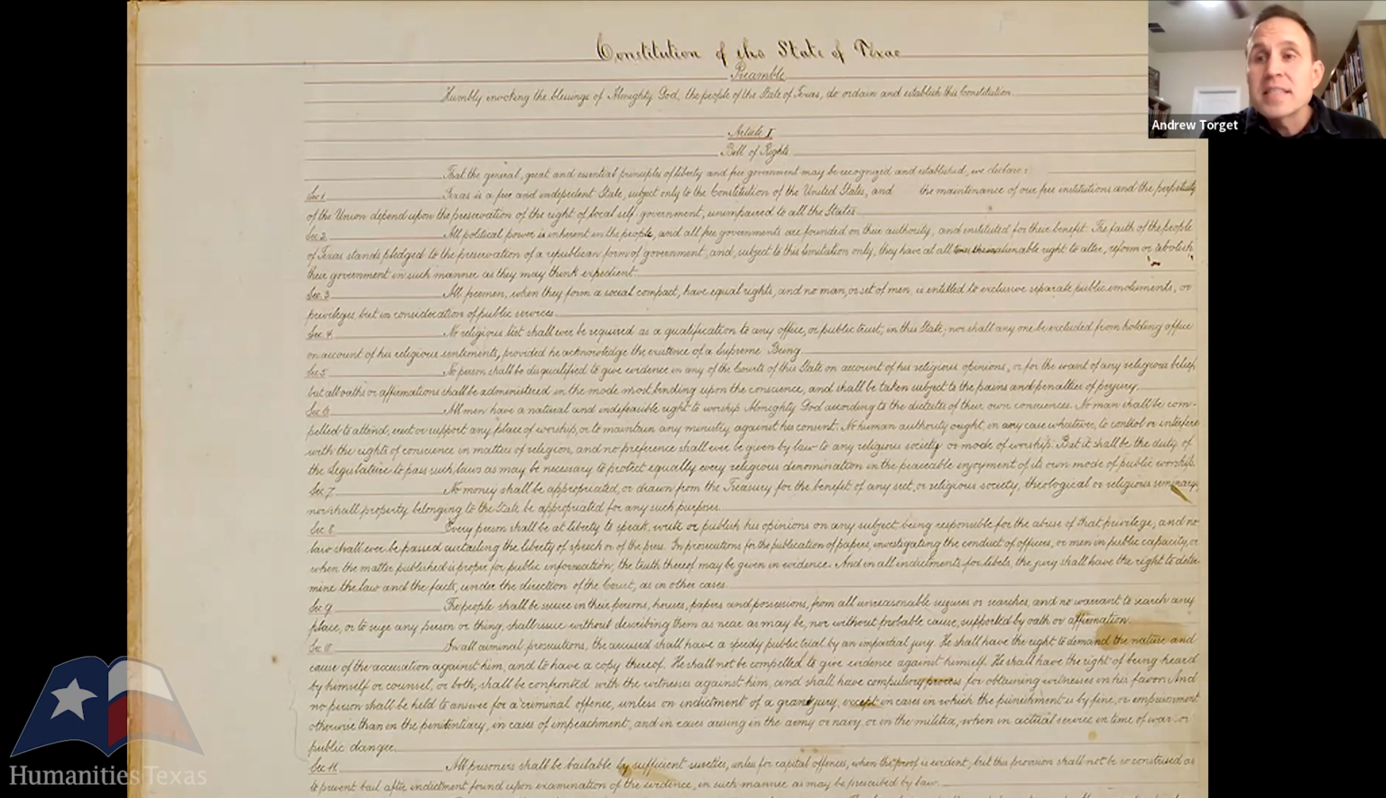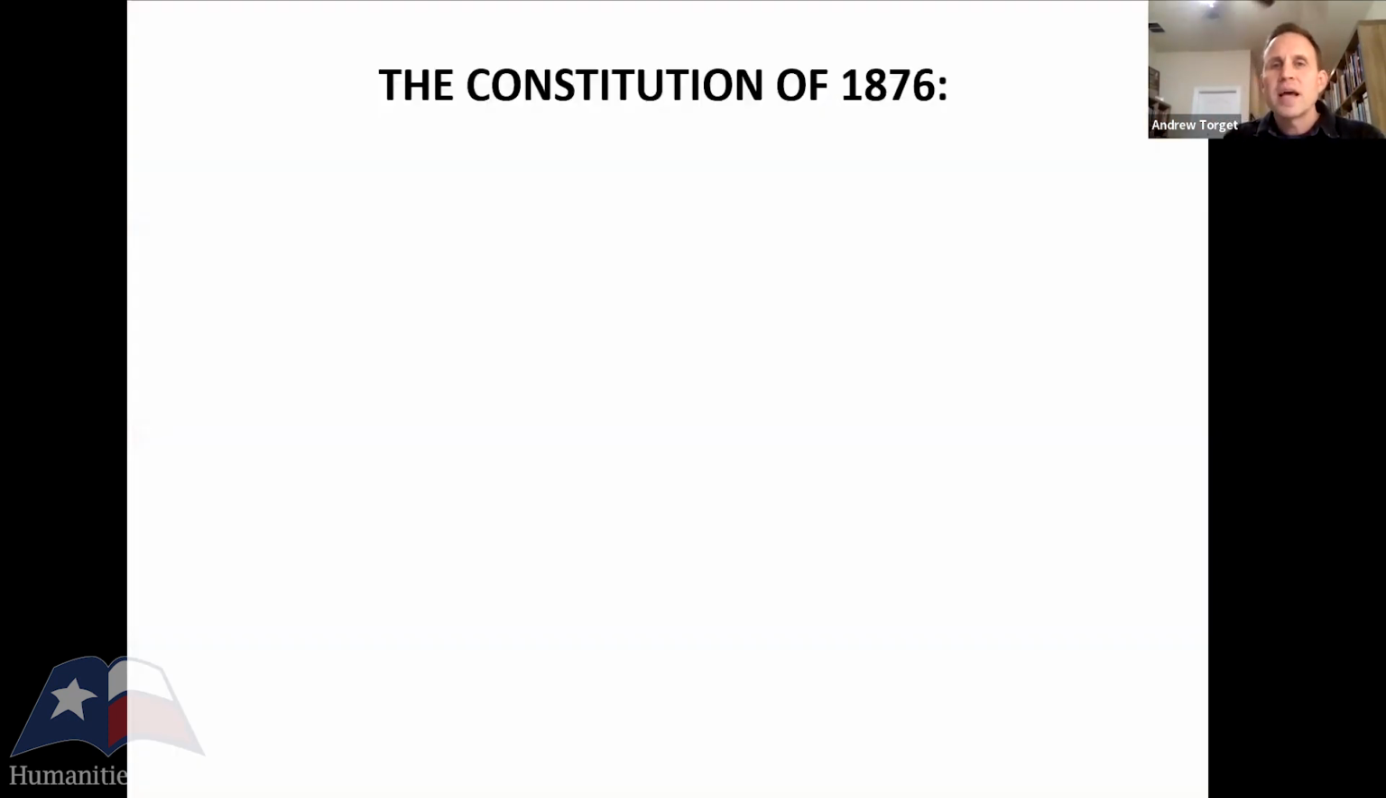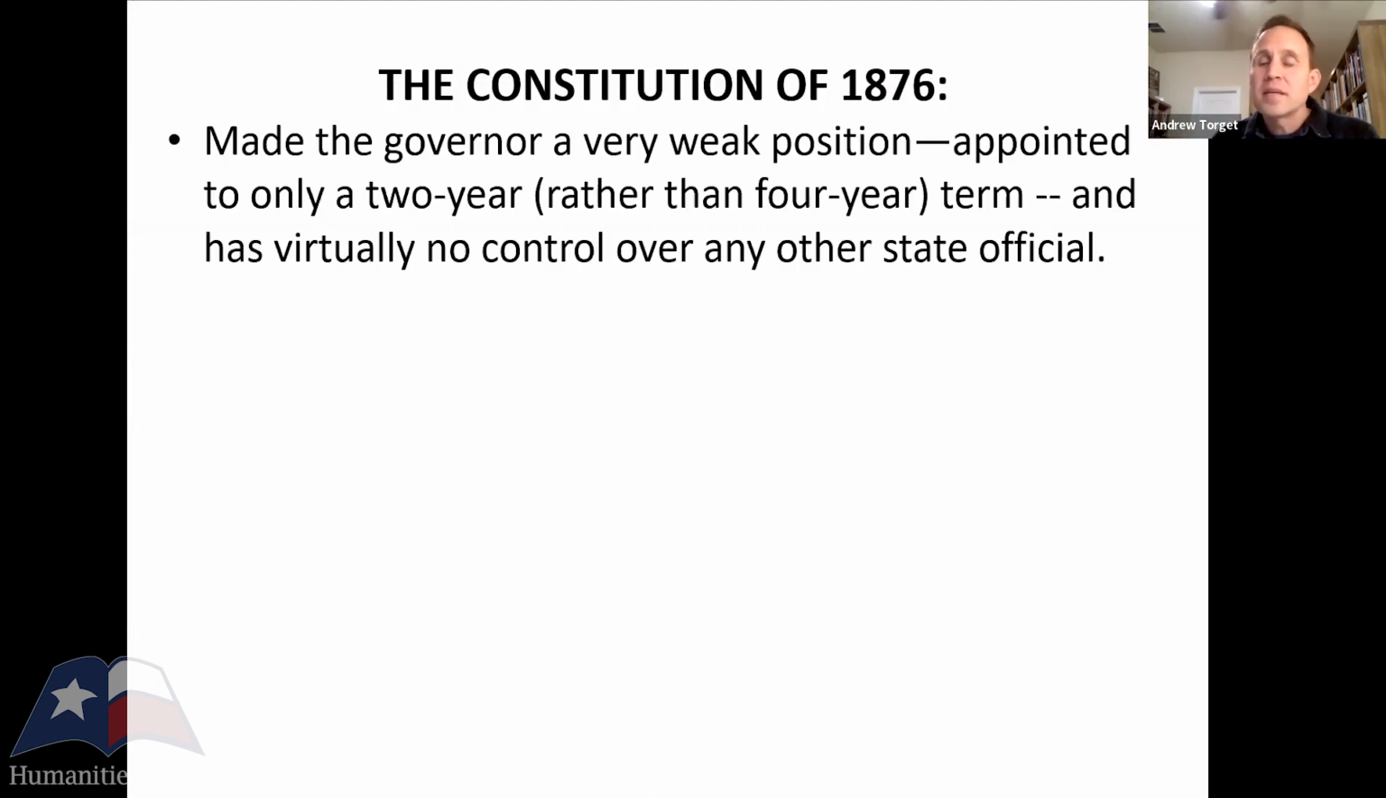The difference, though, is that in the Constitution of 1866, they didn't have to deal with the 14th Amendment, which gave citizenship rights to African Americans. They didn't have to deal with the 15th Amendment, which gave African American males the right to vote. They want the same thing in 1876. They want to restore ex-Confederates to power, but now they've got to do it and try to get around the 14th and the 15th Amendments. So how are they going to do it? They're going to write a constitution that will basically strip power out of Austin, Texas.